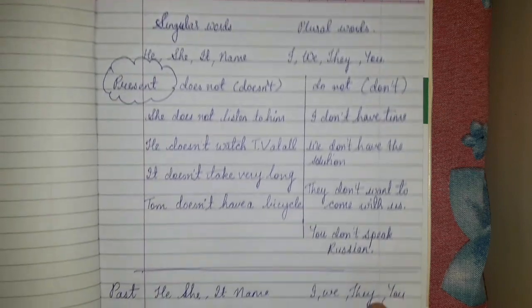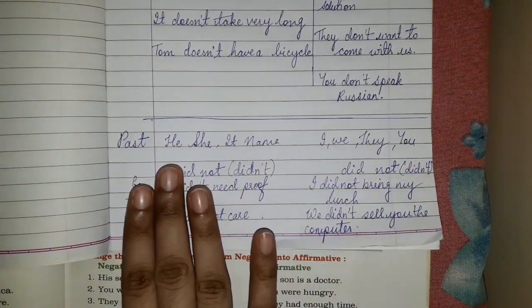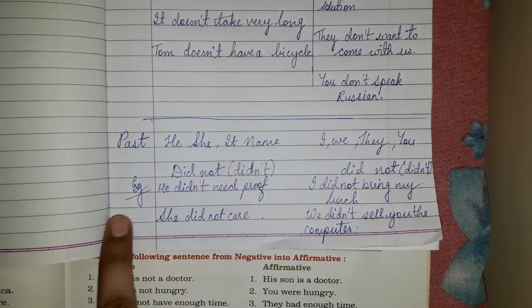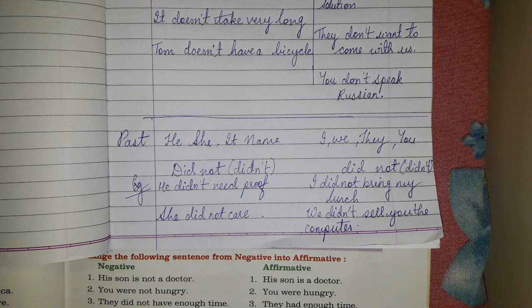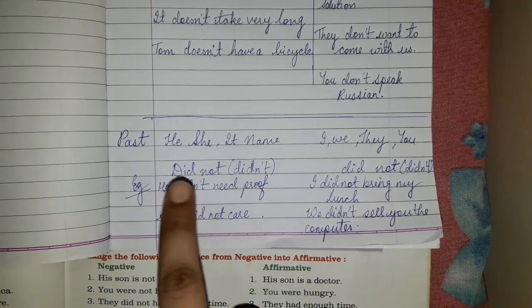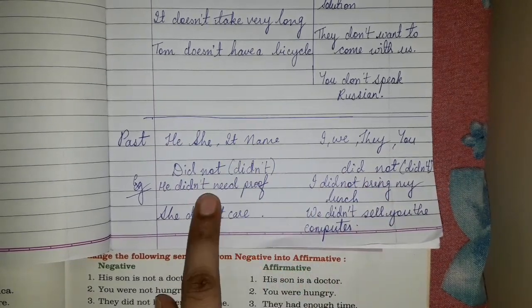And when it comes to past tense, remember, both kinds of words, singular words and plural words, use did not. When you are talking about the past, whether about he or about we, both of them will have did not.